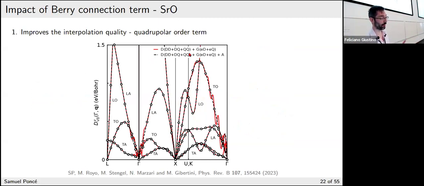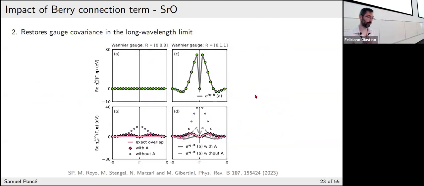And so if I do everything, but remember the quadrupoles are zero, I get this interpolation, but in particular, you can see that you have some oscillation here on the TO mode. And if I add the Berry connection, I improve the quality of the interpolation. And there is another, a bit more subtle importance of the Berry connection: it restores gauge covariance in the long wavelength limit.